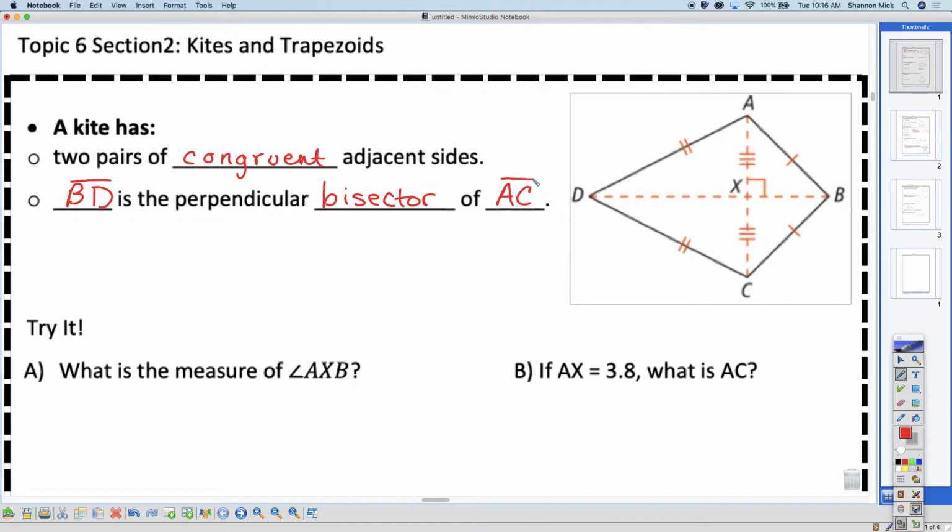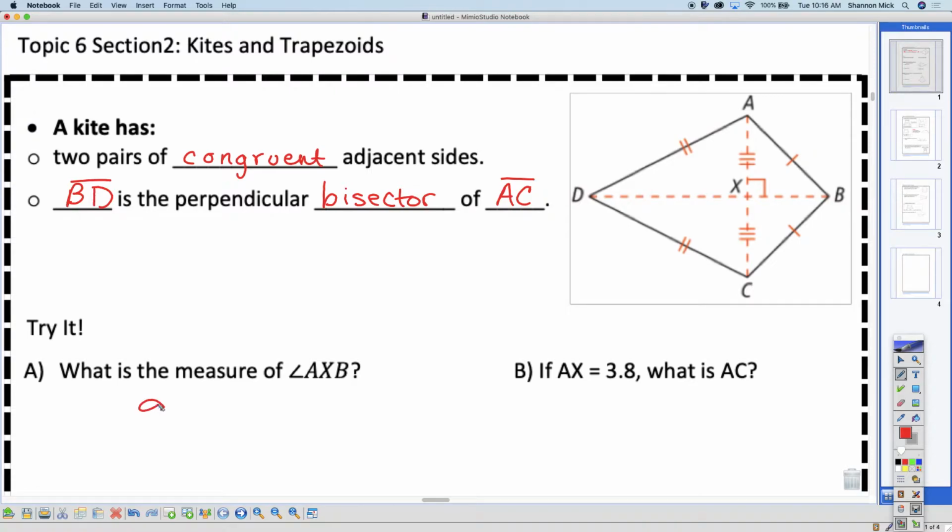A kite has two sets of congruent adjacent sides. They have to be adjacent. And the diagonals, they call these diagonals. One diagonal is the perpendicular bisector of the other. Again, perpendicular bisector means what? Two things. They intersect at a right angle, or 90-degree angle, and it cuts it exactly in half. Okay, so what is the measure of angle AXB?